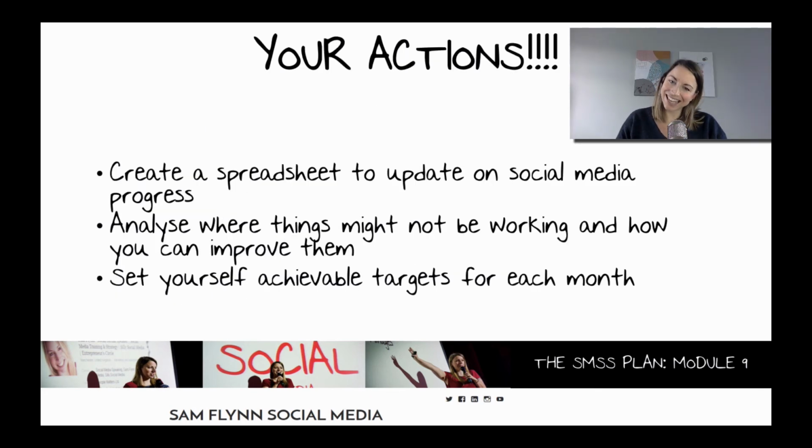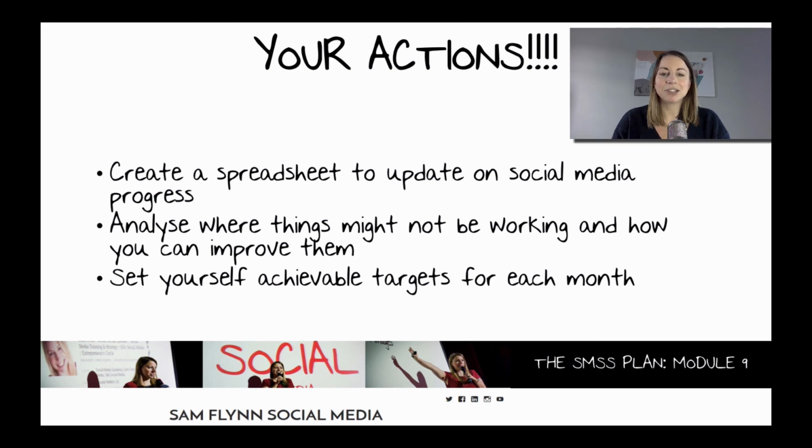So it's time for your actions again. For your actions for Module 9, I want you to create a spreadsheet to update on your social media progress month by month if it's relevant to you, or create a book that you write it all down in, or some kind of system. Anyway, have a system in place to know how you're improving on social media. Then make sure you're analysing where things might not be working and how you can improve them. So maybe you look back at the last 3 months if you've not done any measurement before, look at what's not working and figure out how to make improvements on that. So you don't have to wait until you've gathered data. You can go back in time because you can look back through your previous analytics on the platforms.